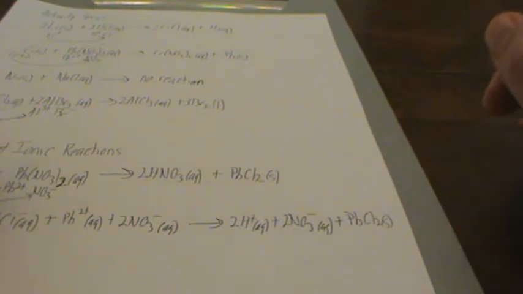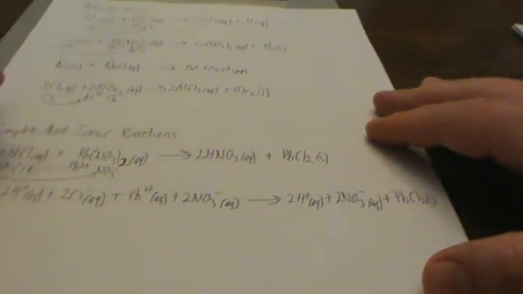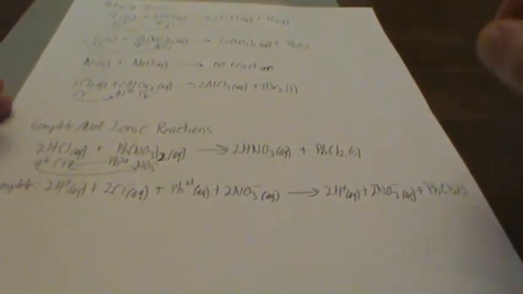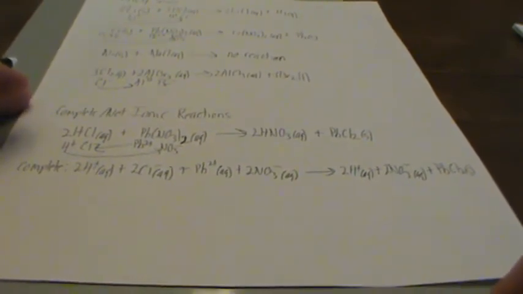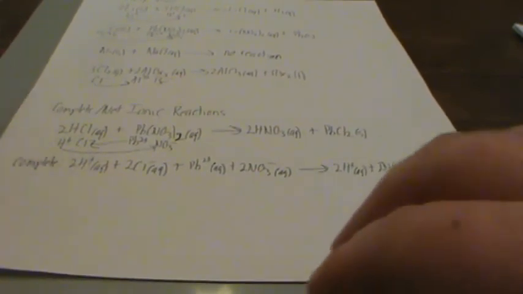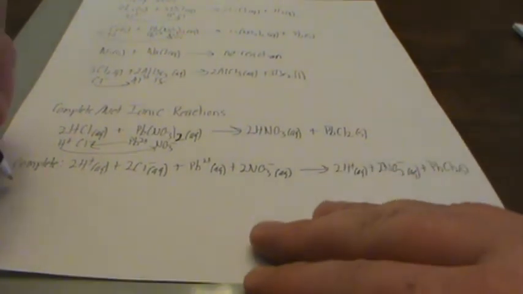Let me say that one more time. Anything that is a solid, liquid, or gas, do not break it apart. So this is our complete ionic equation. Now the next thing is we need to see if we have any spectator ions.